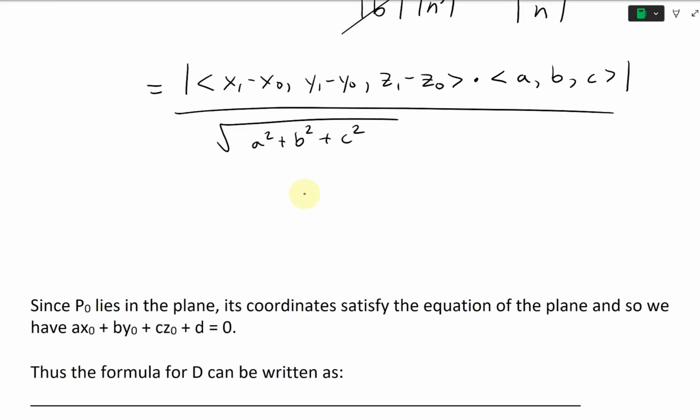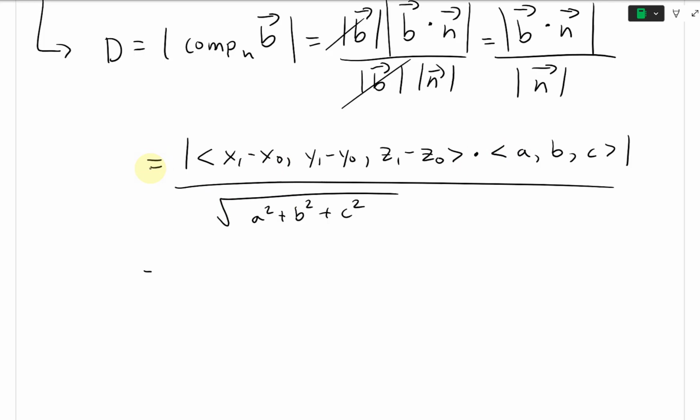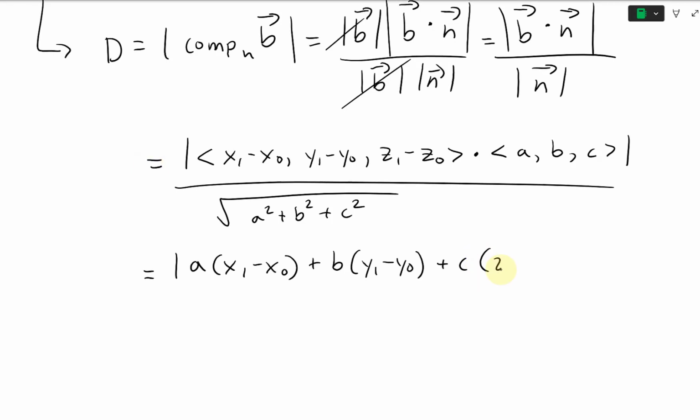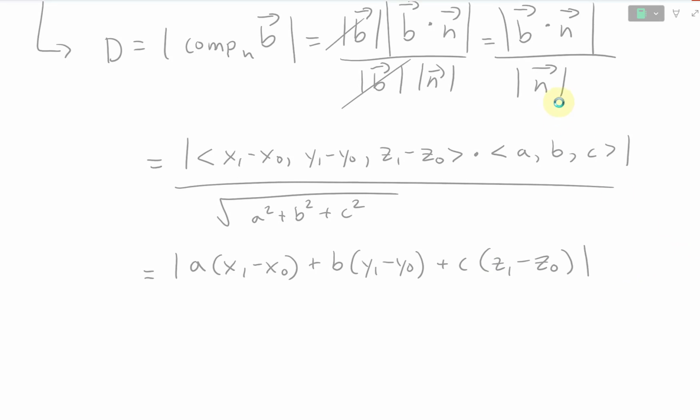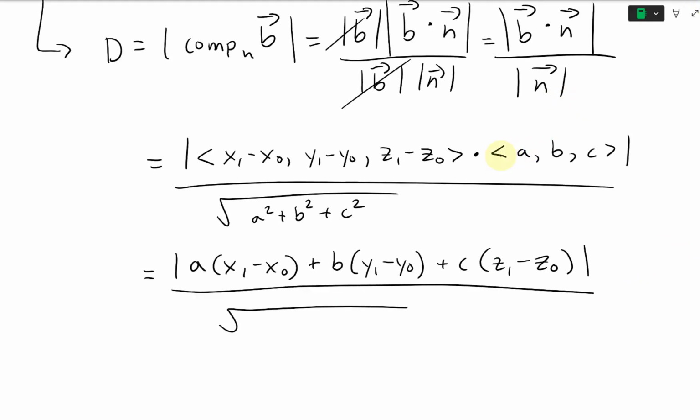So then what we end up getting is, we multiply the a inside, keep going. Actually, we're not using the triangle brackets because we're doing a dot product, and the dot product is a scalar. So it's going to be a times x1 minus x naught, plus b times y1 minus y naught, plus c times z1 minus z naught, absolute value, and then divide this by the scalar, the square root of a squared plus b squared plus c squared.